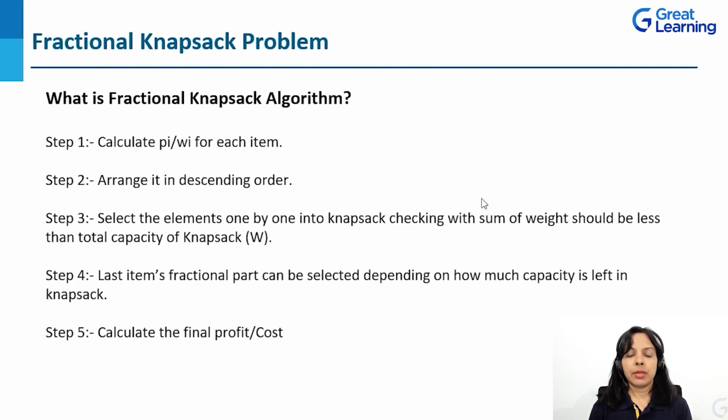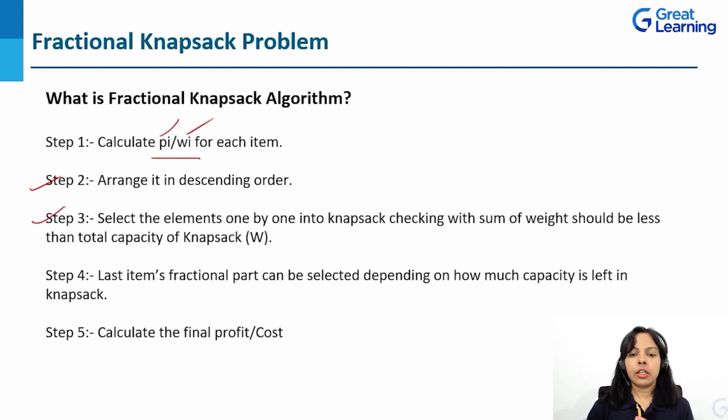Now, what is the fractional knapsack algorithm? So let's see this fractional knapsack problem and its associated algorithm. How will we solve this problem where both profit and weight should be considered? The first step here is to find the ratio of profit by weight. Okay, this way we'll consider profit and weight both. So calculate profit by weight for each item. Next step is to arrange the ratios obtained in the first step in descending order, that is from maximum to minimum.